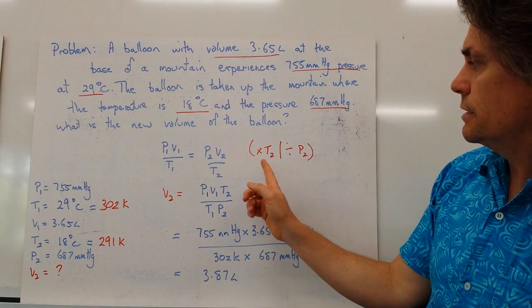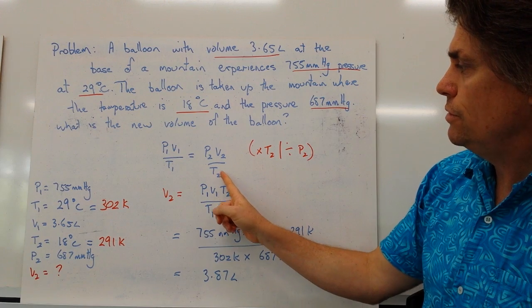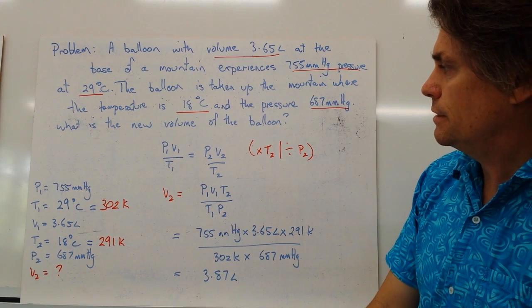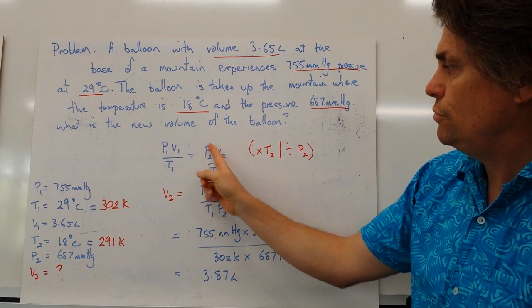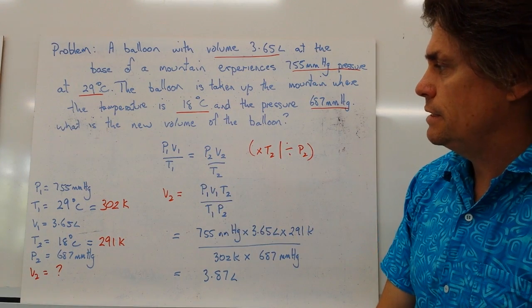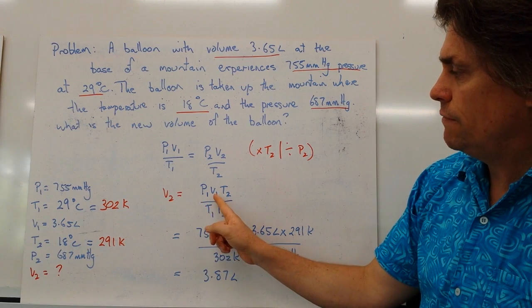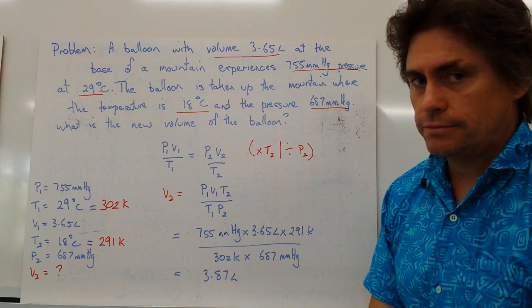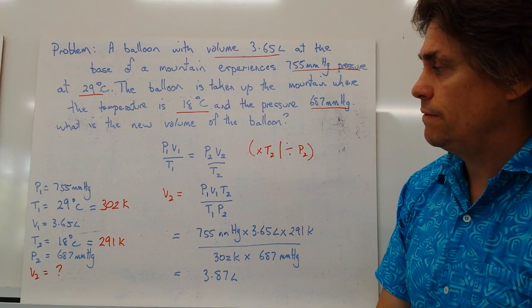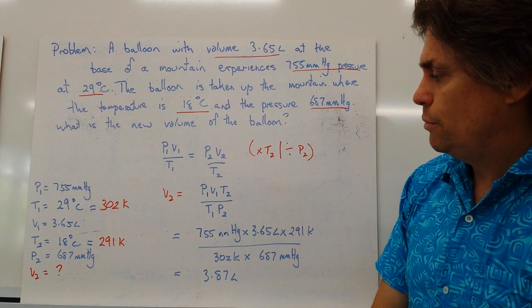To do this, we first of all need to multiply both sides by T2 to eliminate T2 from this side. And then secondly, we need to divide both sides by P2 so that all we're left with is our V2. If we do that, we get V2 equals P1 V1 T2 over T1 P2. So that isolates the term that we want to find. And now, once we've converted our temperatures, we put in our numbers.